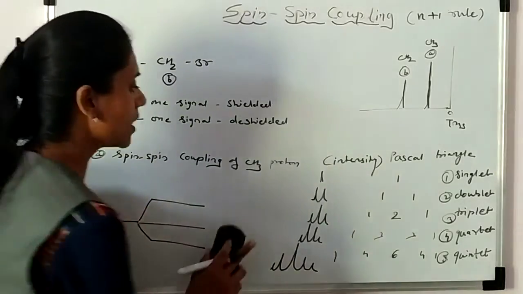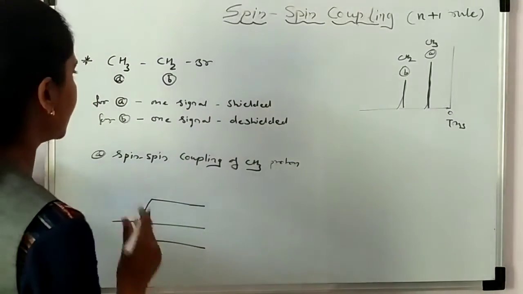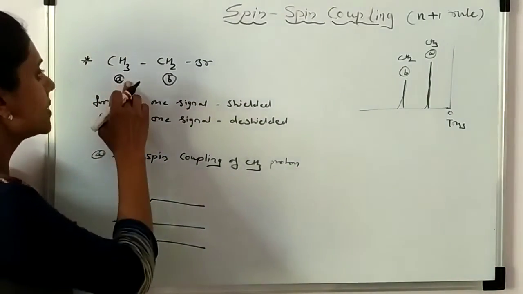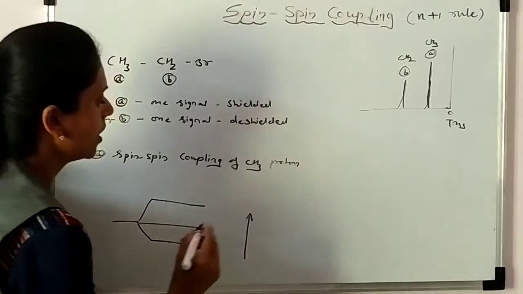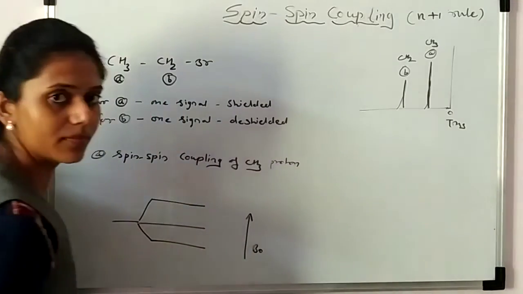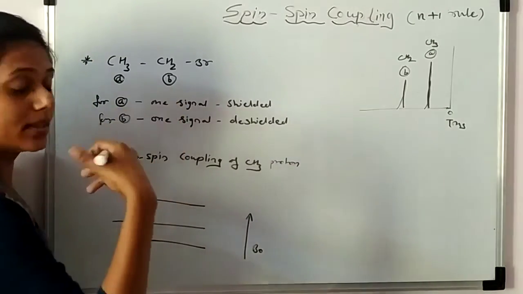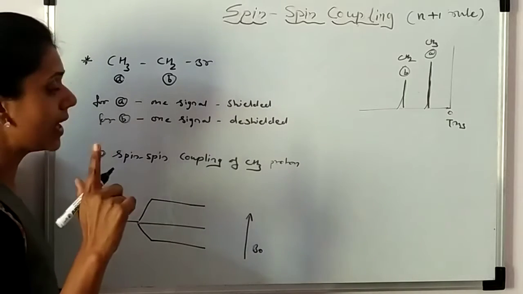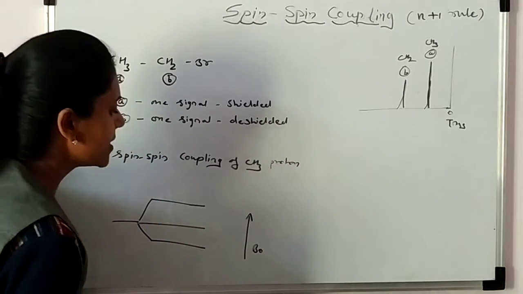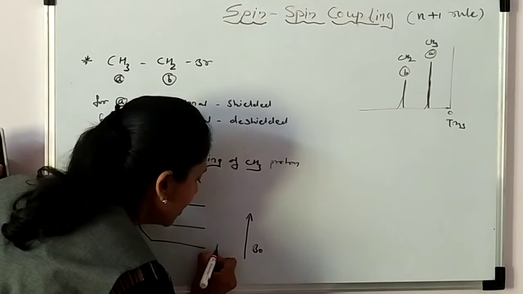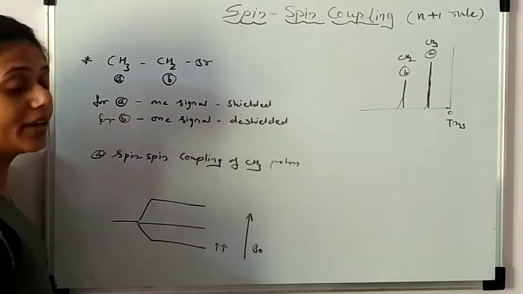Now, we study the spin-spin coupling by taking an energy level diagram. Here, A is coupled with the CH2, that means 2 nuclei, and what we have done here is we apply the magnetic field. When we apply the magnetic field, what happens? Nuclei are in the same direction. We studied this in the first lecture. When it is at the ground state or low energy state, it is at the same energy level. How many nuclei do I draw here? 2 nuclei. Why 2 nuclei?